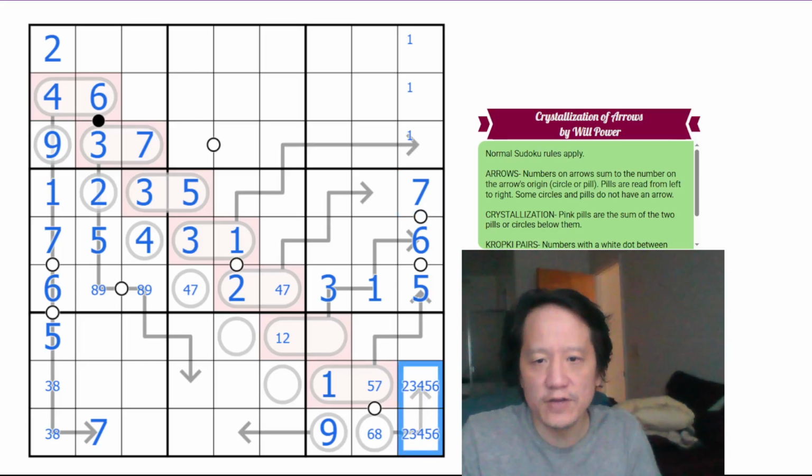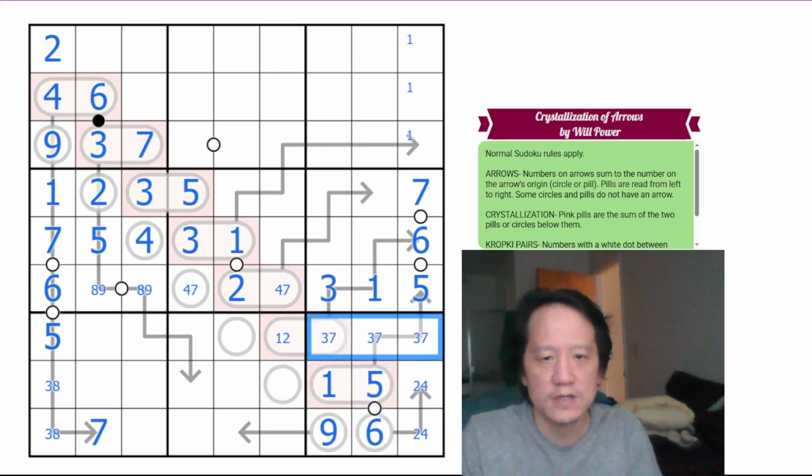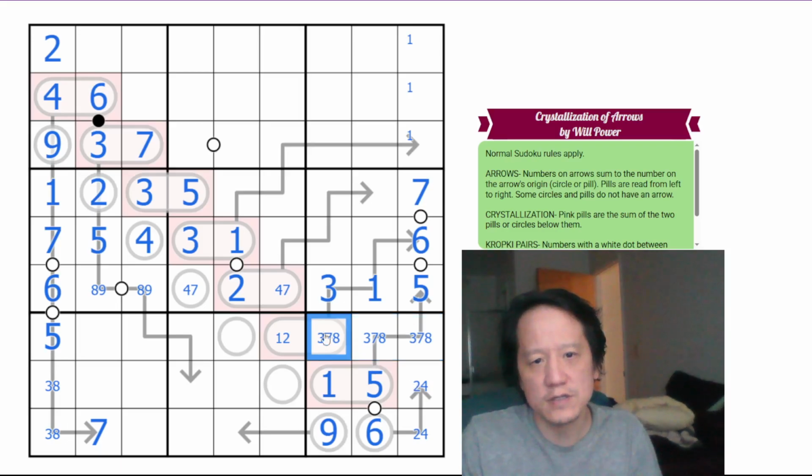That eliminates 5 and 6 here. So this is either 2, 3, or 3, 4, or 2, 4. And it cannot be 3, 4 adding up to 7, so this must be 2, 4 adding up to 6 here. 6 and 9 add up to 15 here, so this is 3, 7, 8. That guarantees this can't be 3. This is 5, so this must add up to 10 here. So this is 3 and 7, which makes this 8.